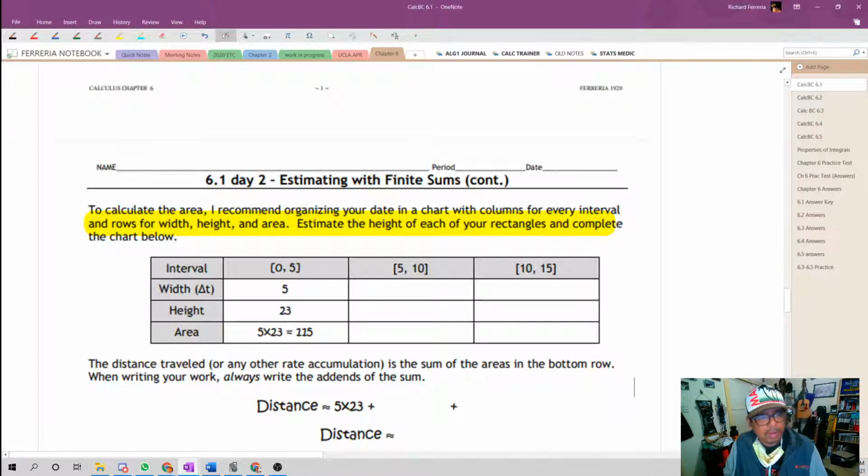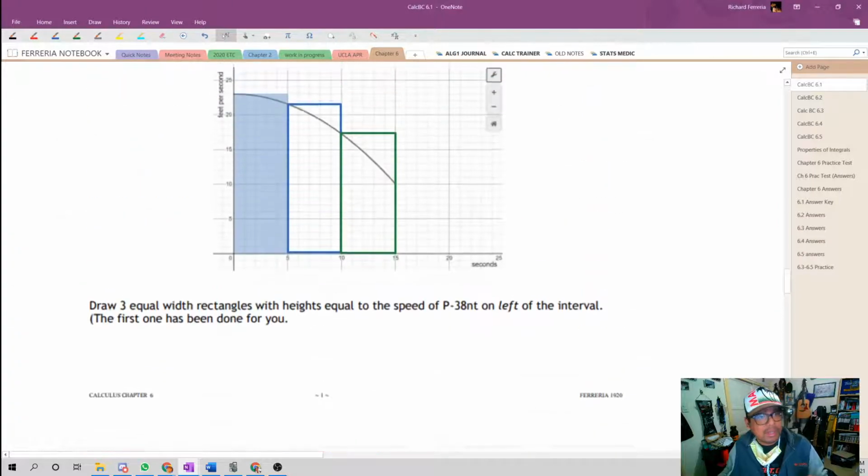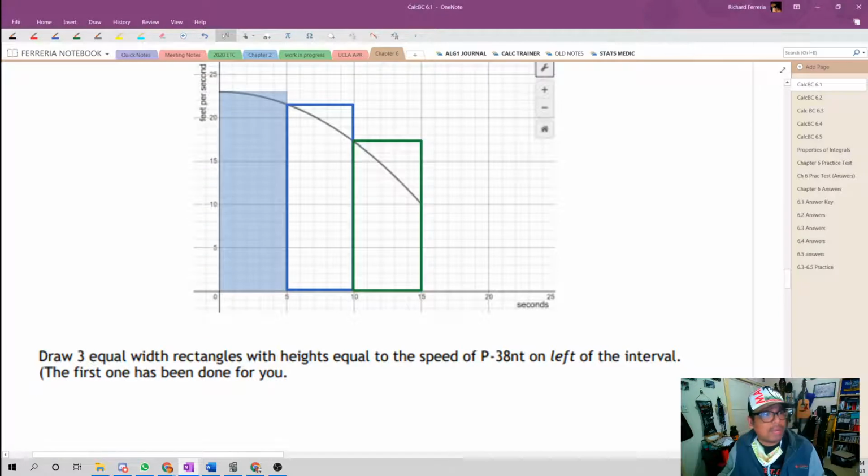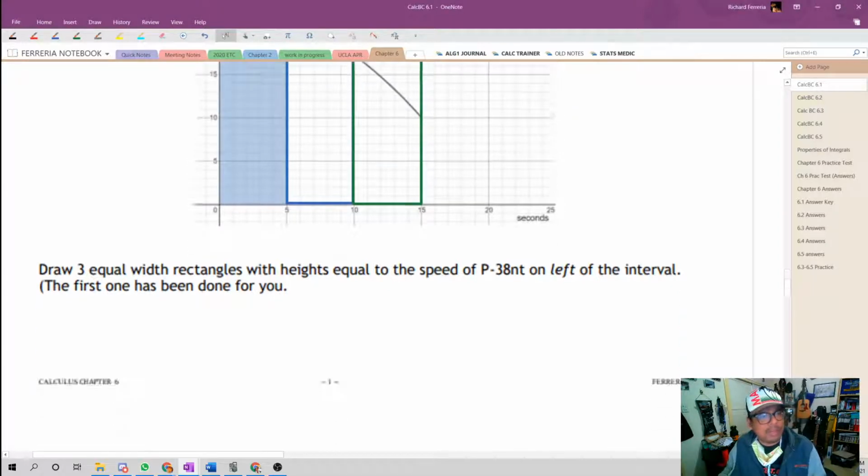From what I'm seeing, all the rectangles, 10 minus 5 and 15 minus 10, they all have a width, delta t, of 5. The next thing we want to do is to estimate the height of those rectangles. This first one looks like it goes to about 21.5. And this one over here goes up to about, let's call that 17. Depending on how you see it, you might have different numbers there.